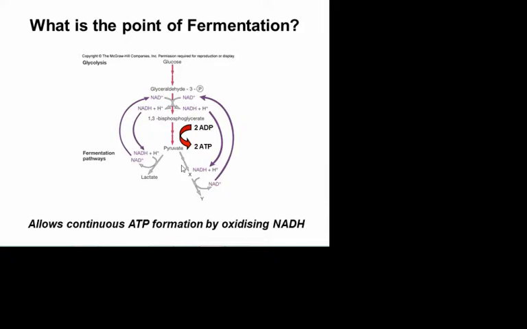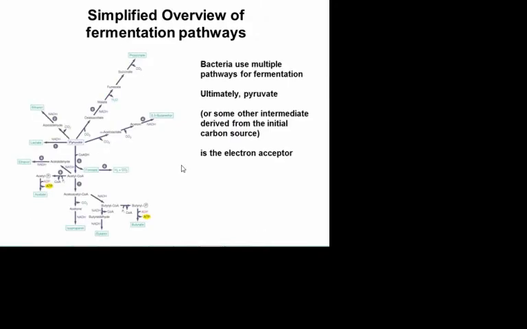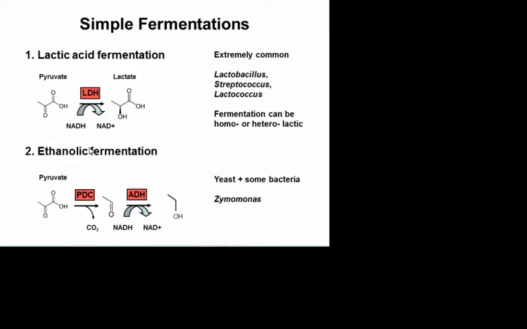So that's it. Now what we're going to do is look at the different types of fermentation pathways that bacteria can use, because they don't all do the same thing. This is a simplified diagram of different fermentation pathways in bacteria, and we're going to look at them one after the other. What you have to remember is that at some point, pyruvate is always the electron acceptor. And for all of these, you should remember one example of a bacterial species that performs this type of fermentation.